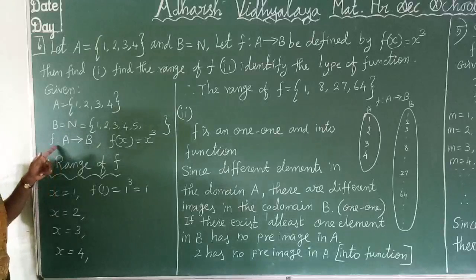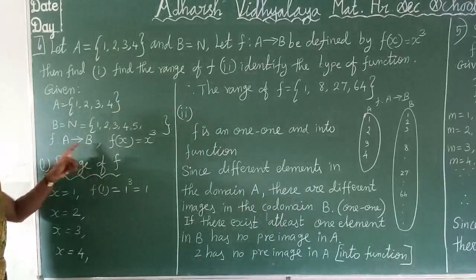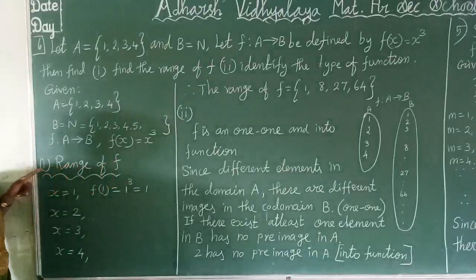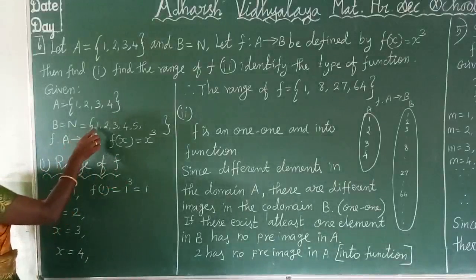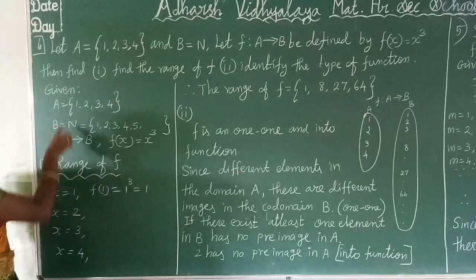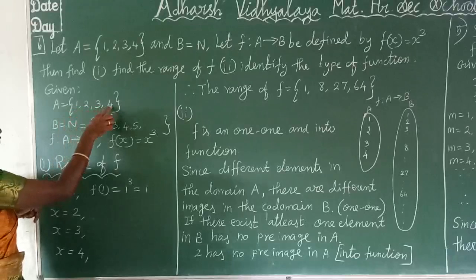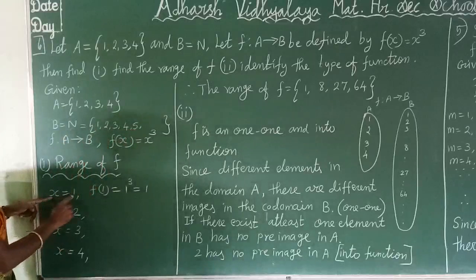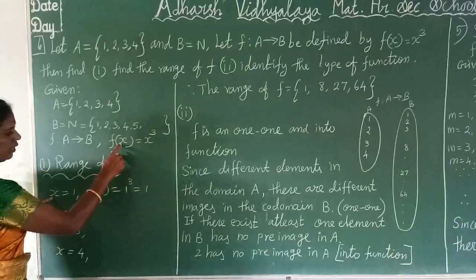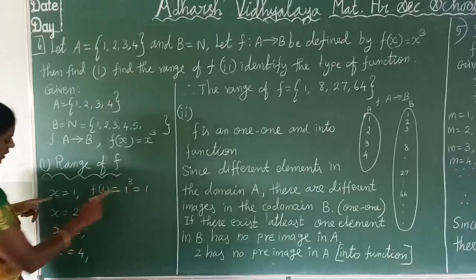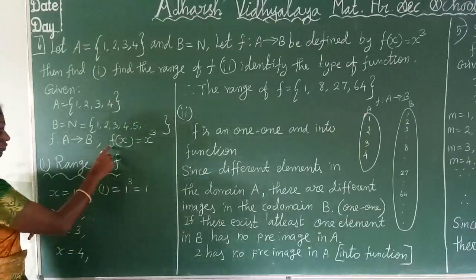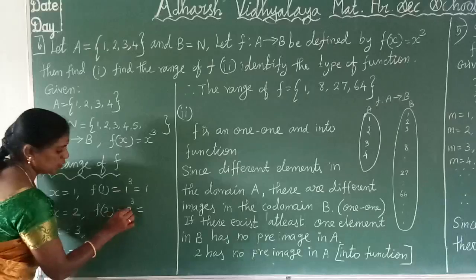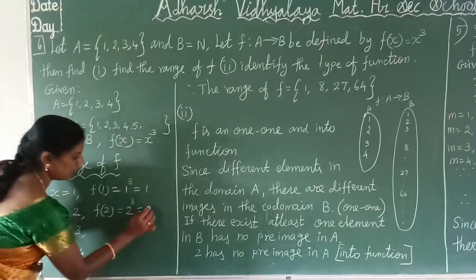The function f is from A to B, defined by f of x equal to x cubed. We have to find the range. So the range of f: we apply the domain values 1, 2, 3, 4, and check whether the answer belongs to the natural numbers. So x equal to 1: f of 1 is 1 cubed, which is 1. Next x equal to 2: f of 2 is 2 cubed, 2 multiplied three times. 2 2s are 4, 4 2s are 8.